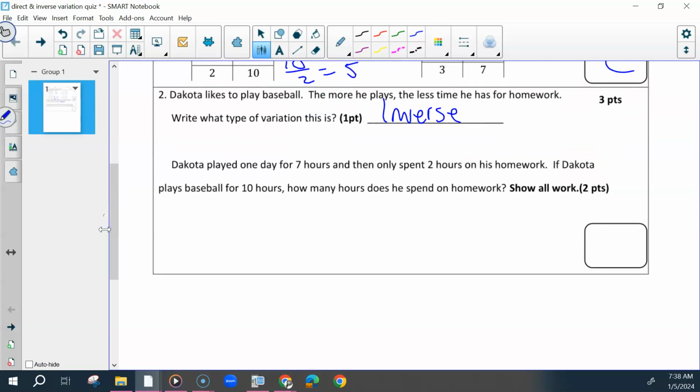Then you had a couple different ways to do this. Let's say you made this y and this x. That's not how I wanted to do it originally, but it doesn't matter. I'll show you both ways. Let's say we made the amount of playing x and the amount of hours spent on homework y. Then if we're using inverse, we need to multiply these two numbers together to find k.